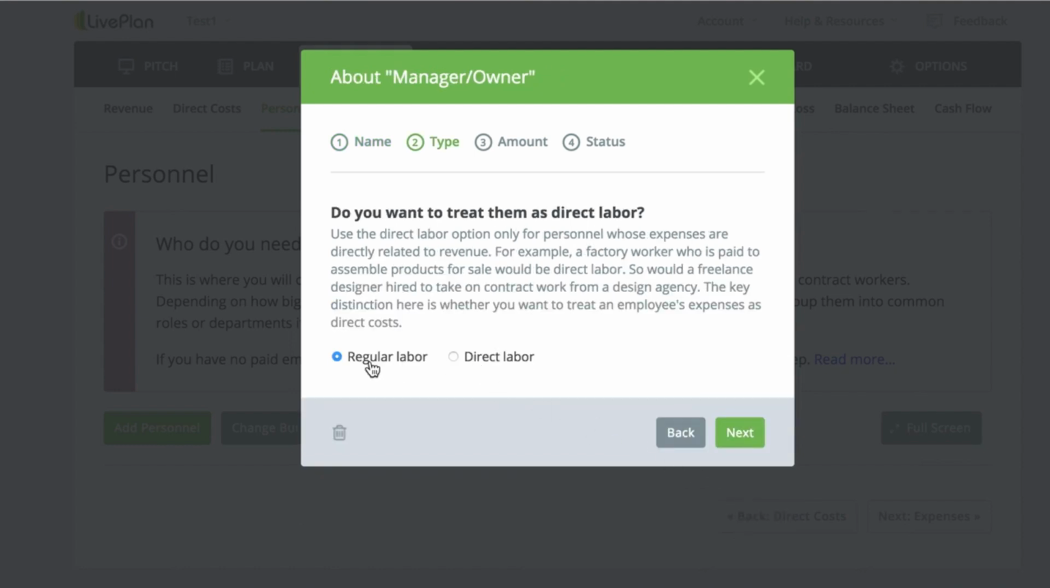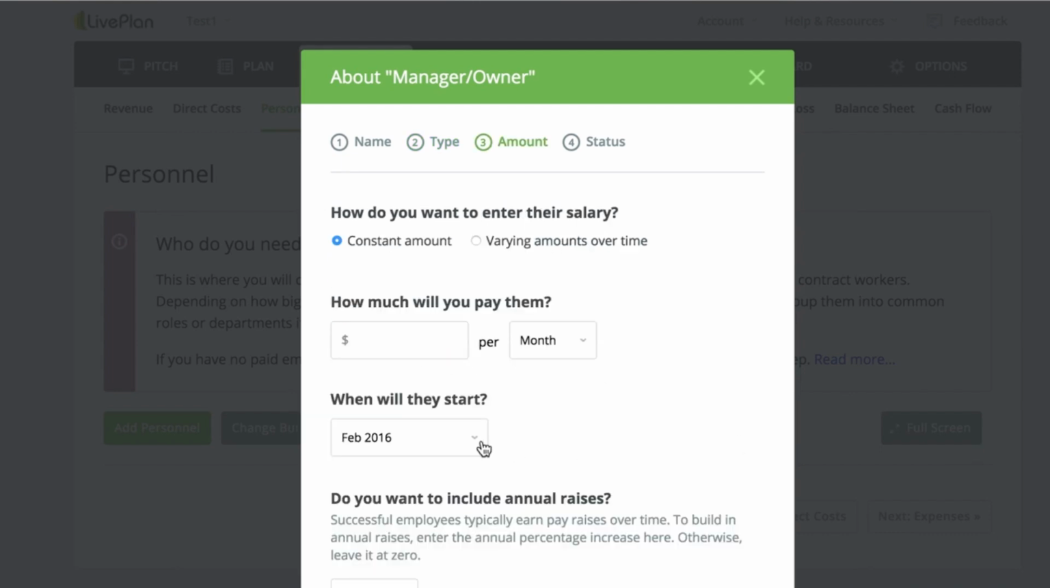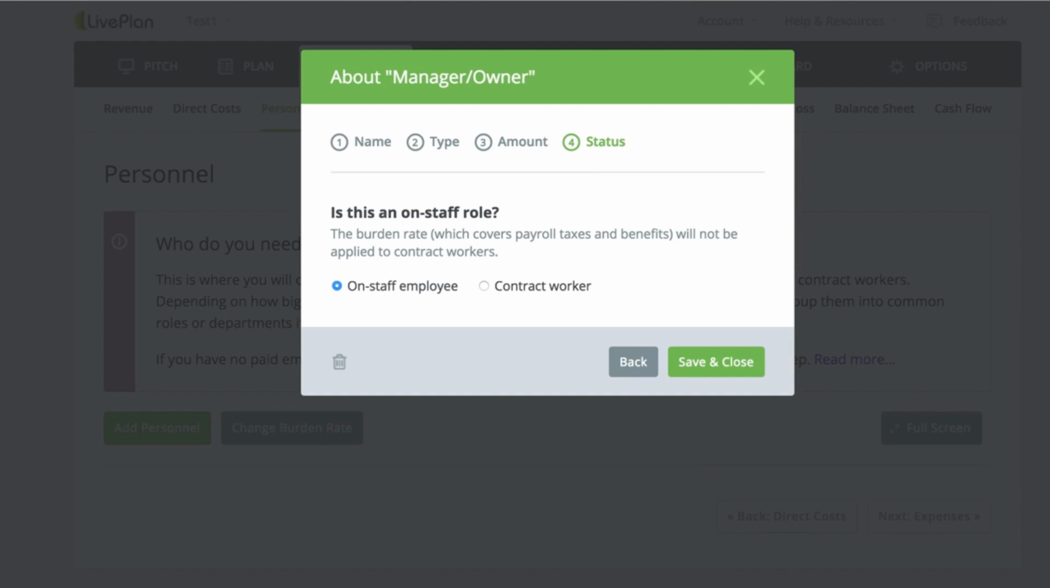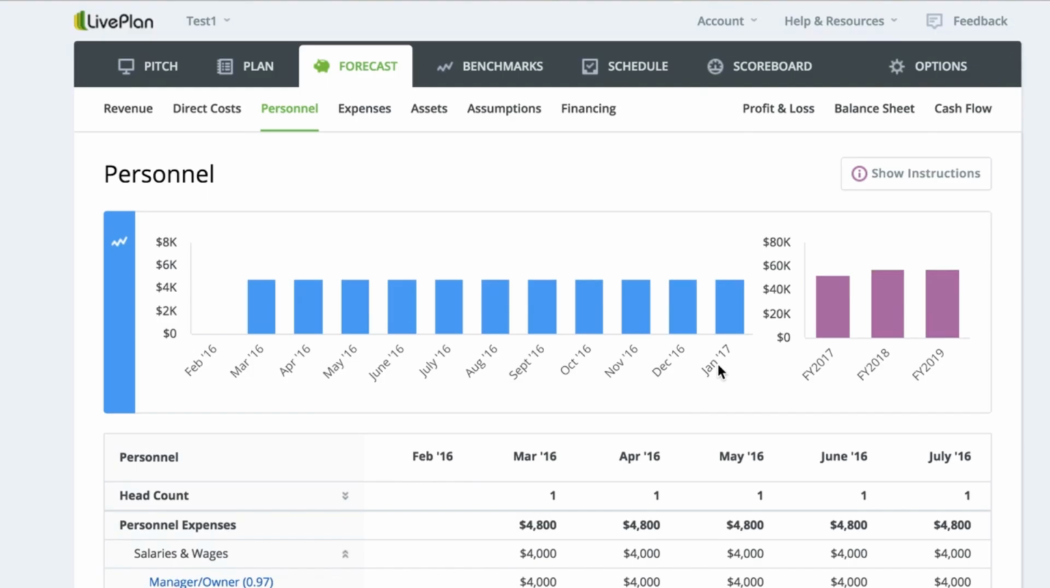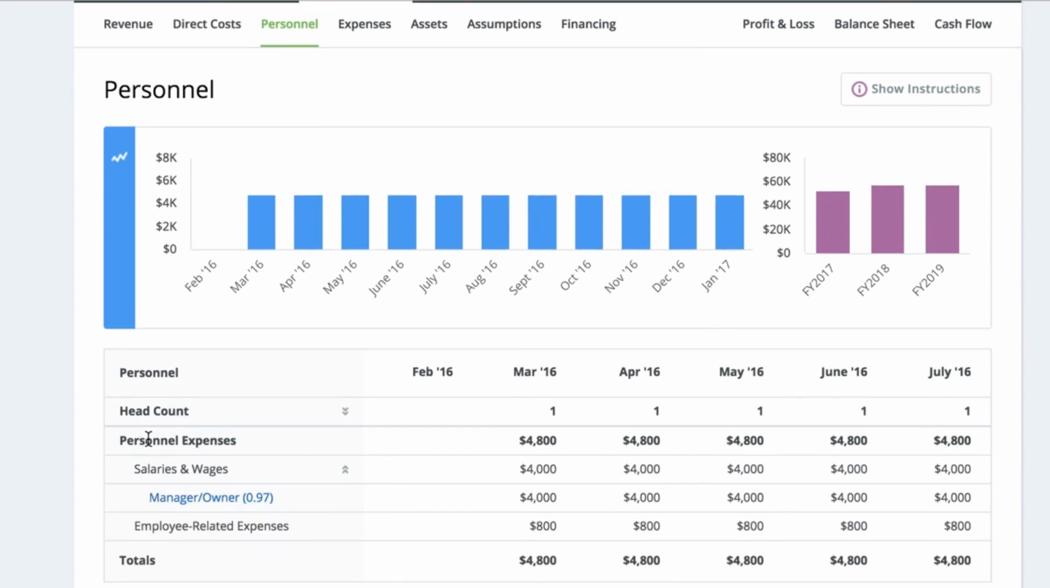The difference between regular labor and direct labor is cost. Now I want to make, let's say, $4,000 a month, 48 grand a year. I can start pulling out my paycheck in March, and no annual raises for me. And this is a non-staff role versus a contract, and that will have to do with how payroll taxes are applied. So we're starting to get this nice little thing, right? We've got a head count, we've got personal expenses.